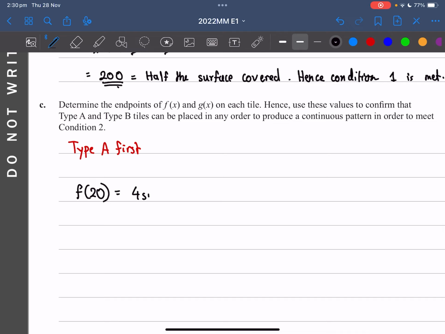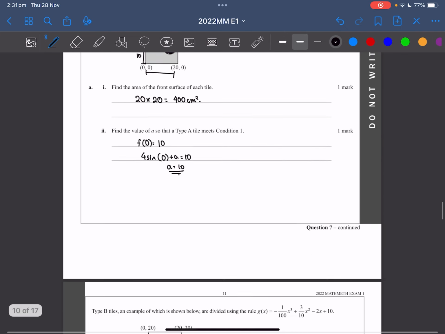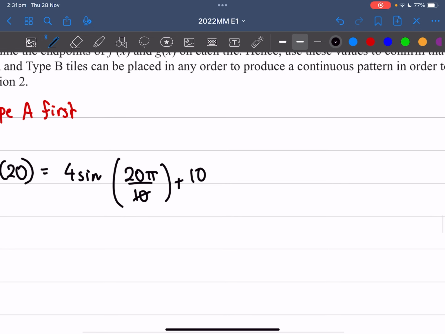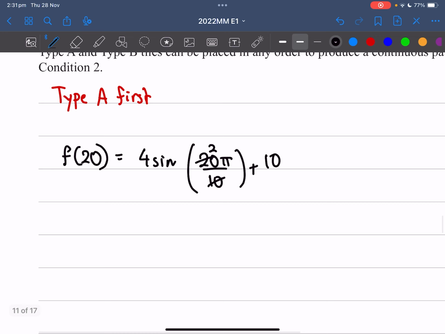So it's 4 sine of, I keep forgetting the function, so it's pi x, so 20 pi on 10, plus 10. So this and this would cancel out. So sine of 2 pi again is going to be 0, which is equal to just 10.